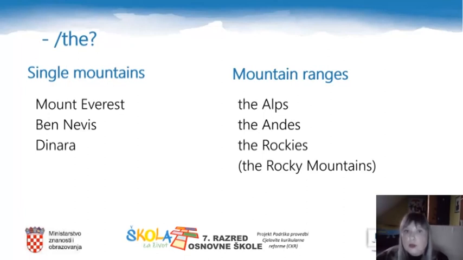But with mountain ranges, we use the article. Kada govorimo o planinskim lancima, upotrebljavamo određeni član. So we say the Alps, the Andes, the Rockies, for the Rocky Mountains.